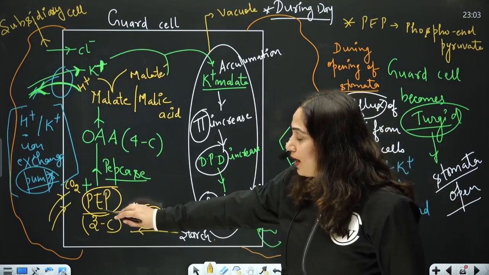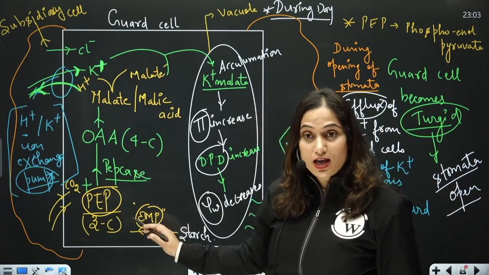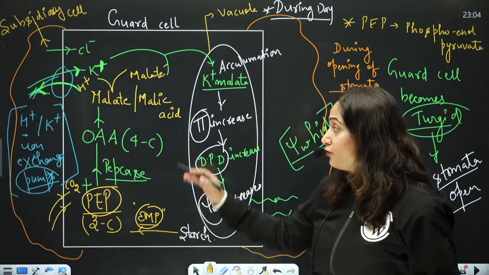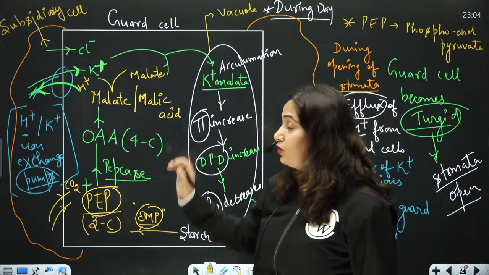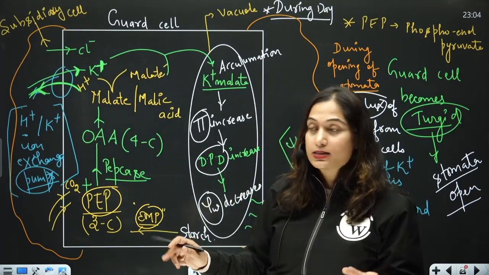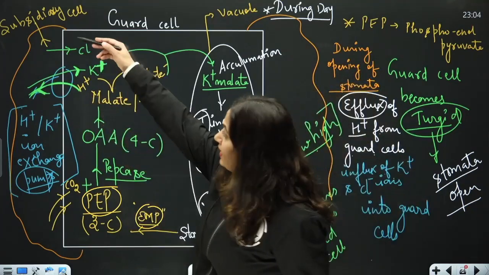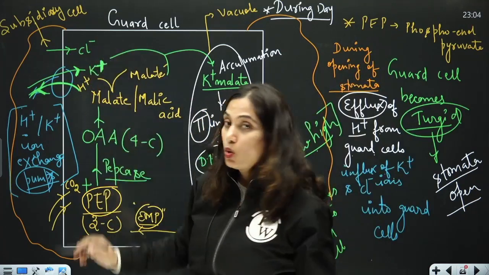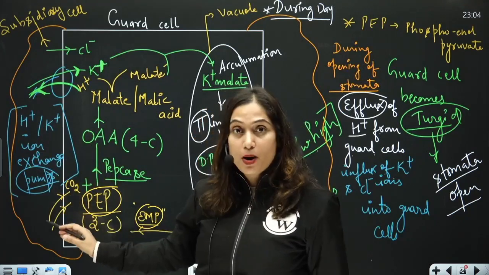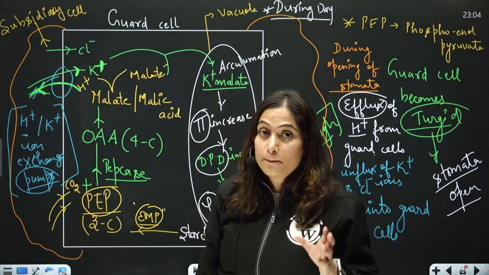This phosphoenol pyruvate will combine with CO2 in the presence of the enzyme PEPcase, and then oxaloacetic acid will be formed. Then from this oxaloacetic acid, malic acid will be formed. This malic acid will break into its ions, that is hydrogen ions and malate ions. Then in the membrane of the guard cell, we have hydrogen potassium ion exchange pumps.